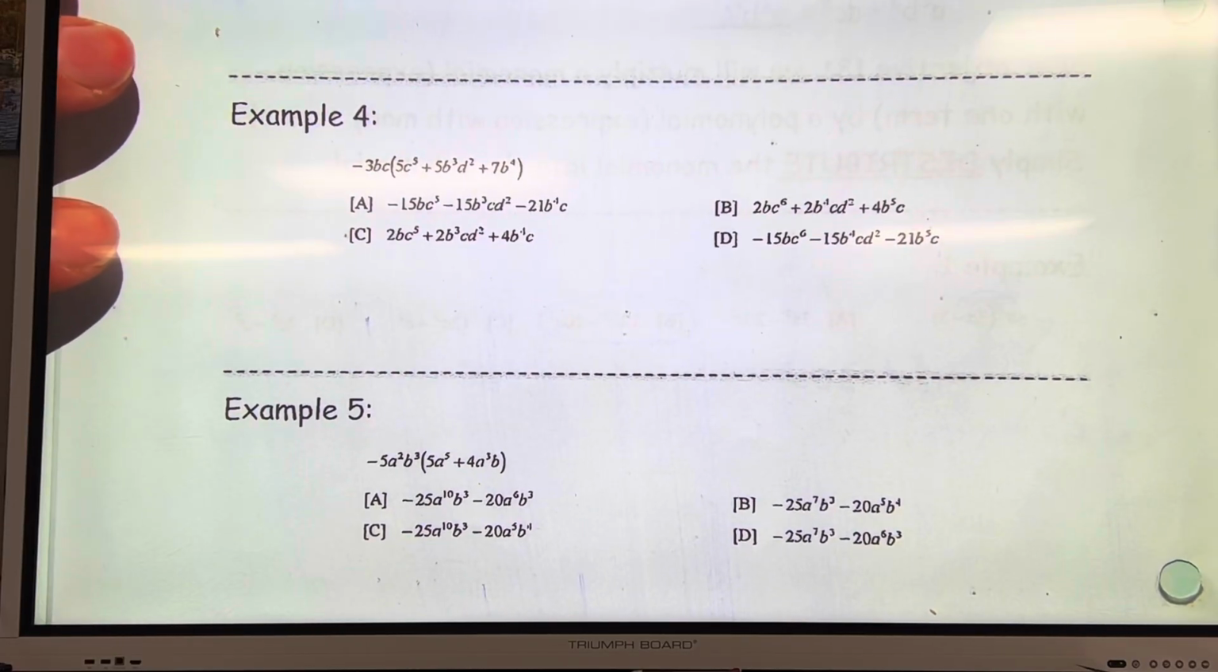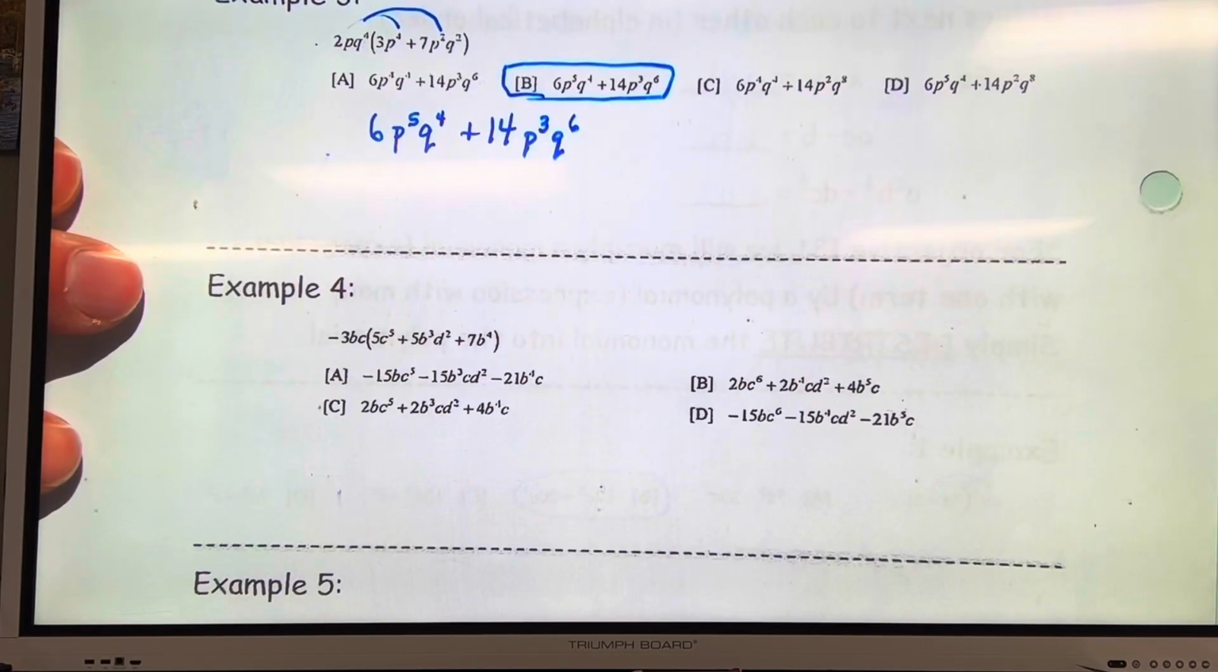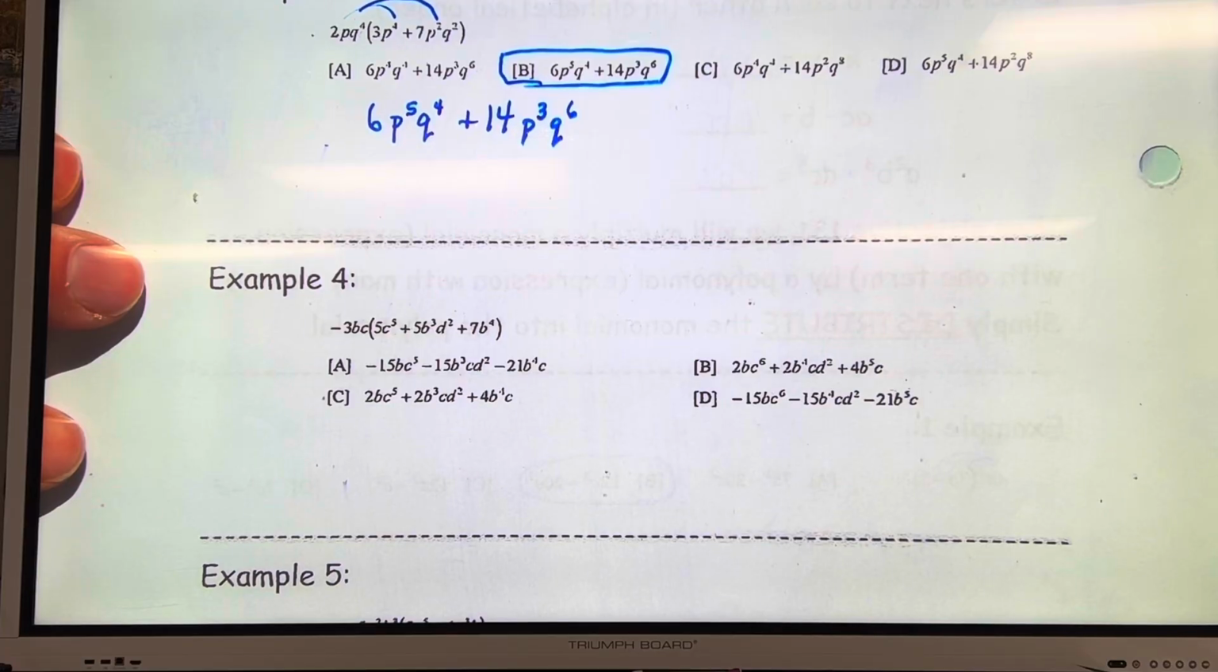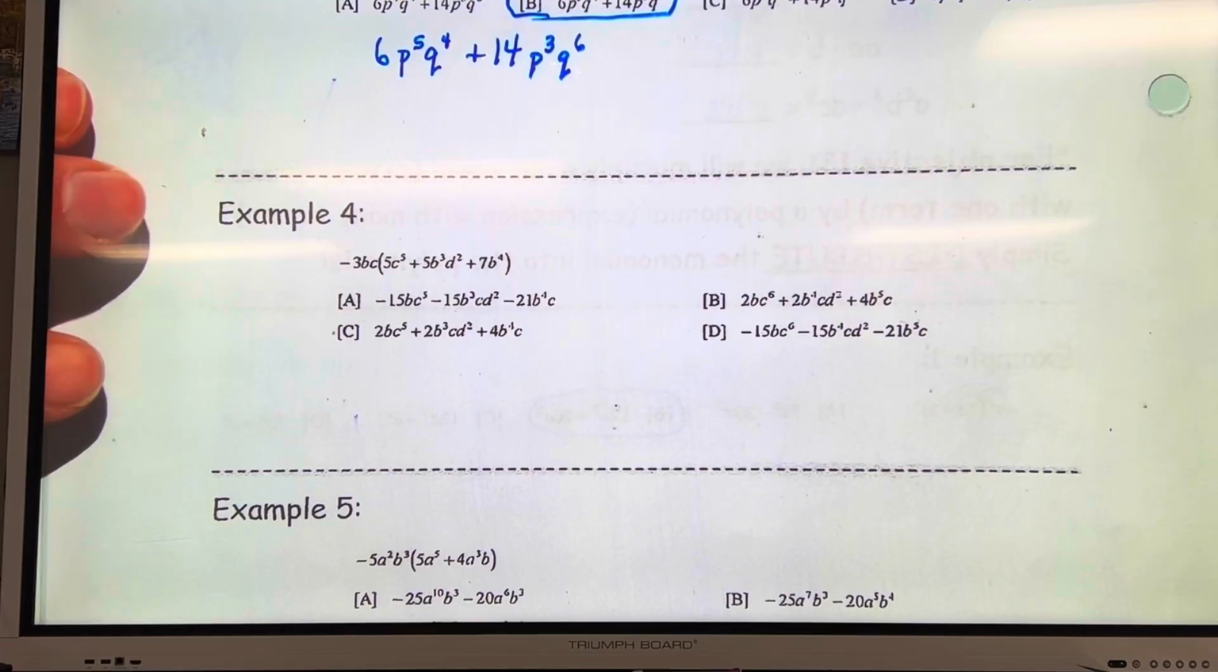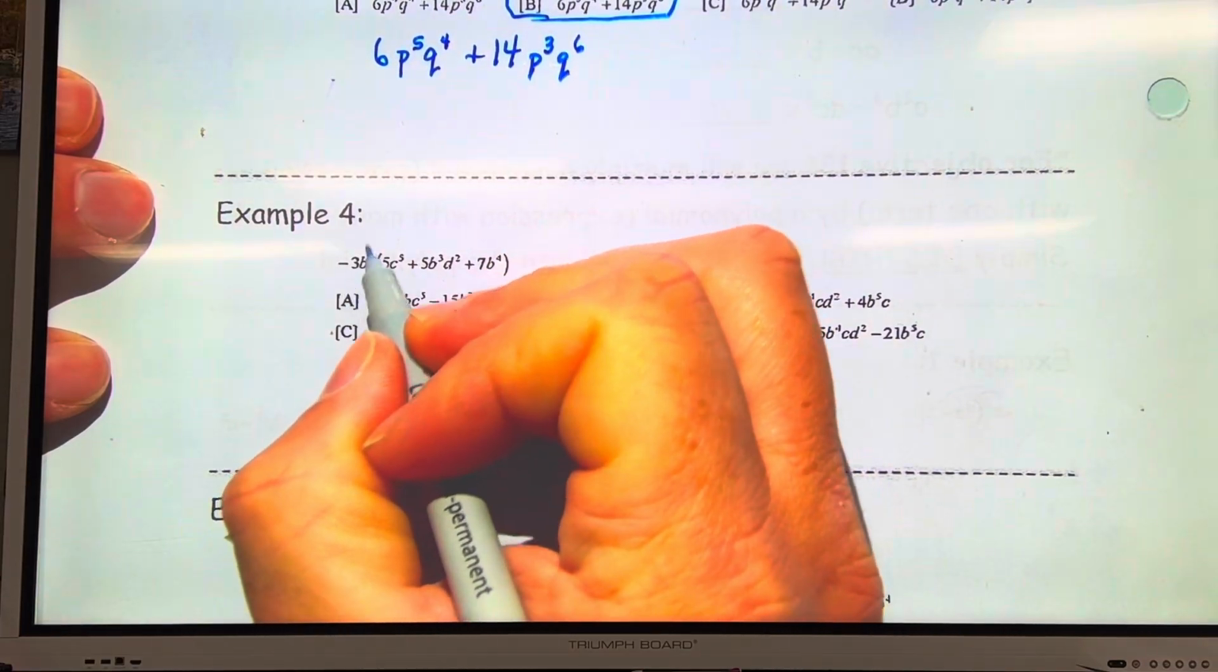Example 4. I'm going to leave that here so you can see it just a second longer. I know I went pretty quick on that one. All right, I'm going to slide that up just a little bit. You'll still be able to see the answer there. Same deal here. Don't forget your negative.